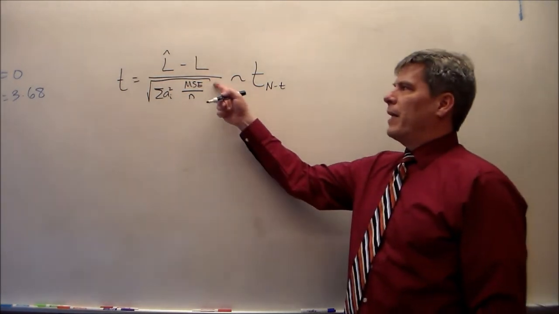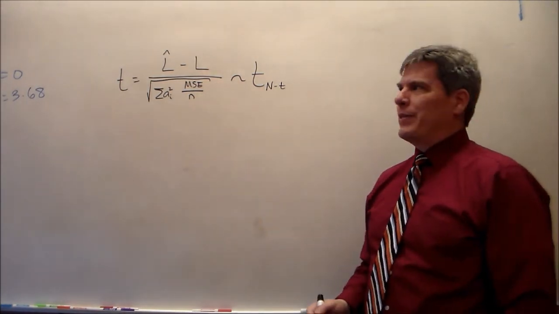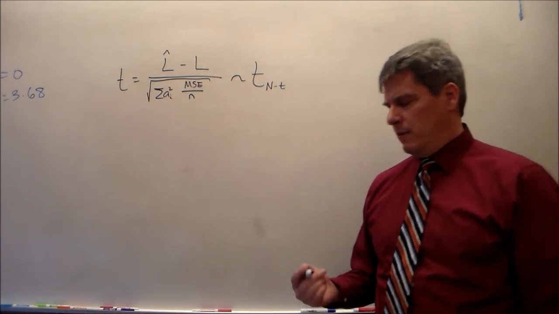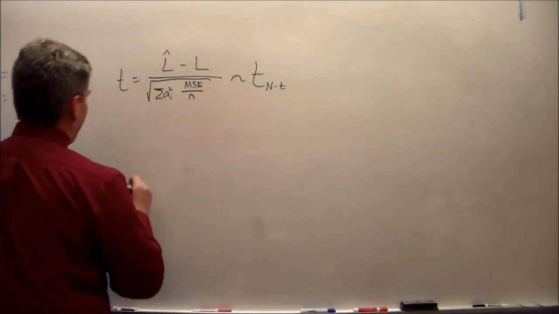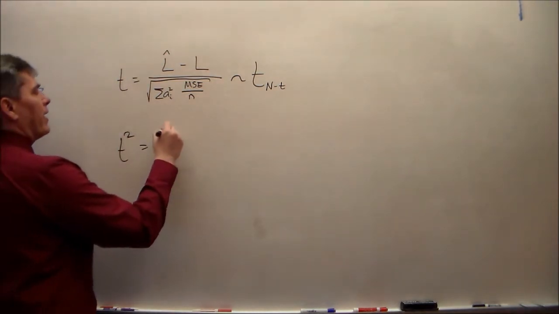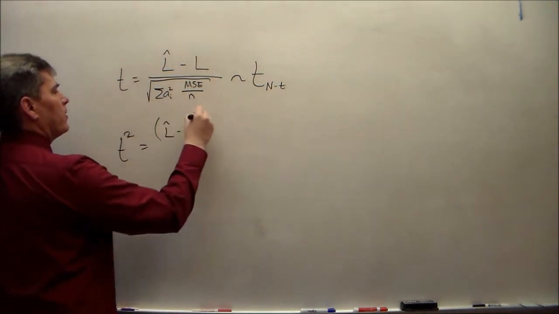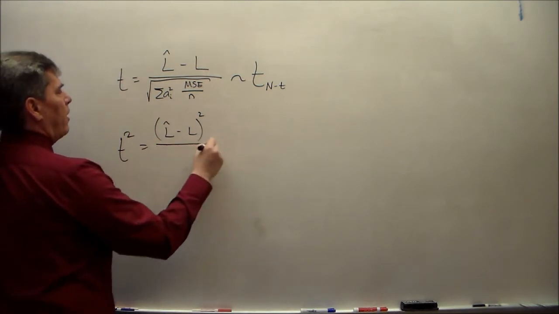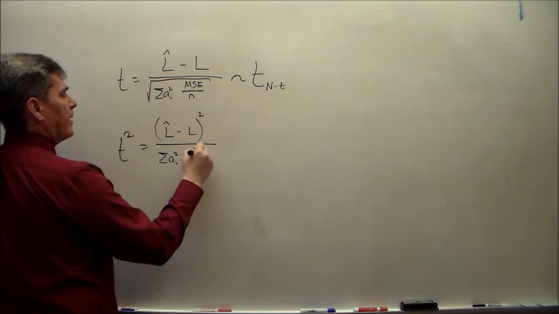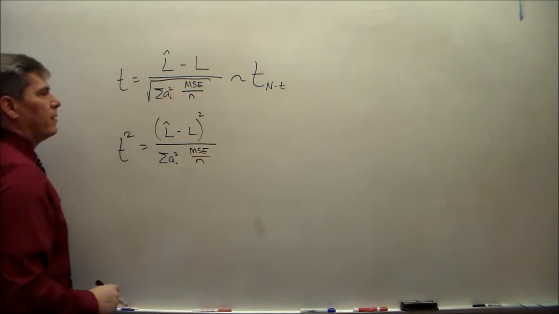The book also hates the square root, hates writing the square root. It takes time to write it. So the book squares that t. So instead of just t, now the book wants to call this t squared. That's going to equal (L hat minus L) squared all over (sum of a_i squared) times MSE over n. That's all it did.